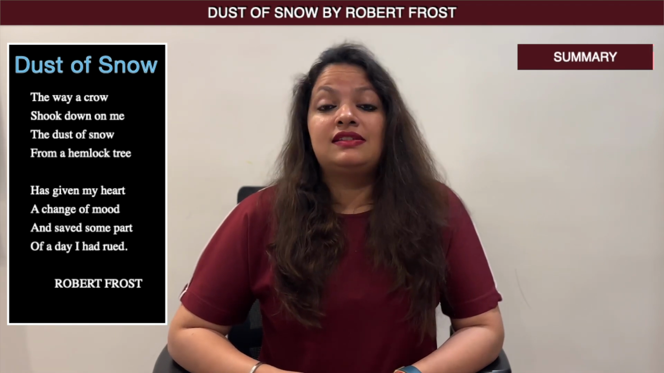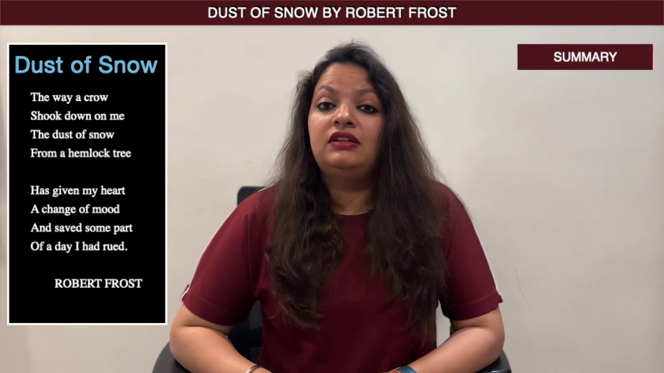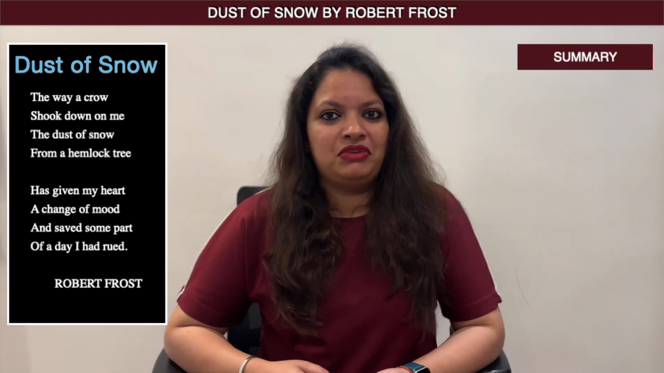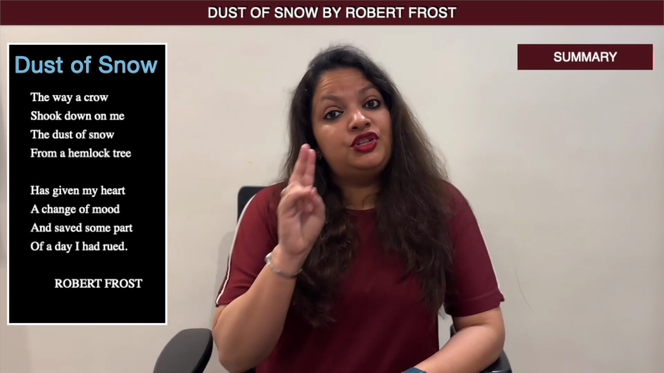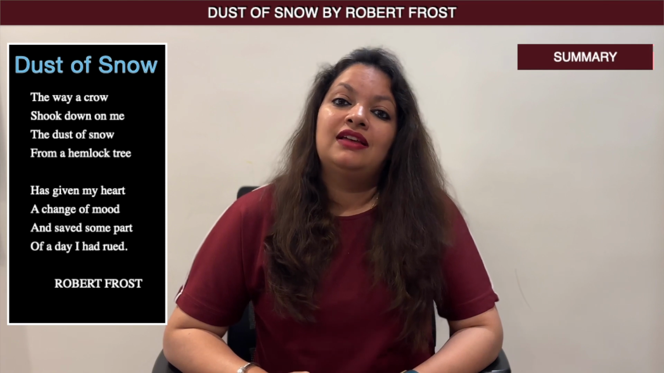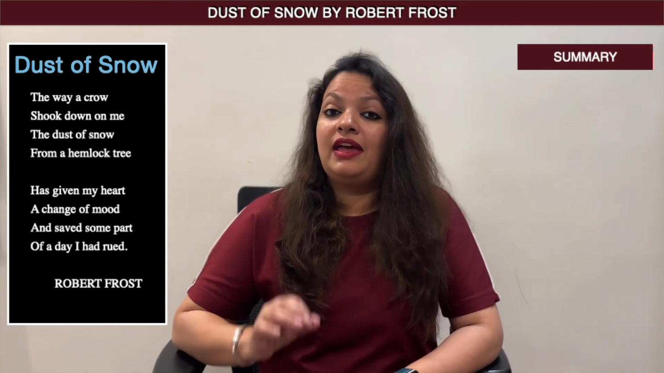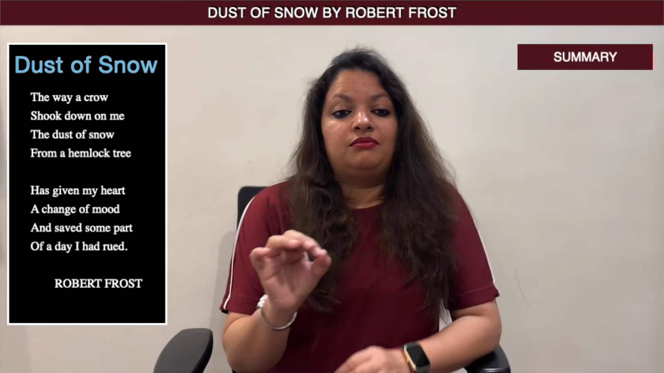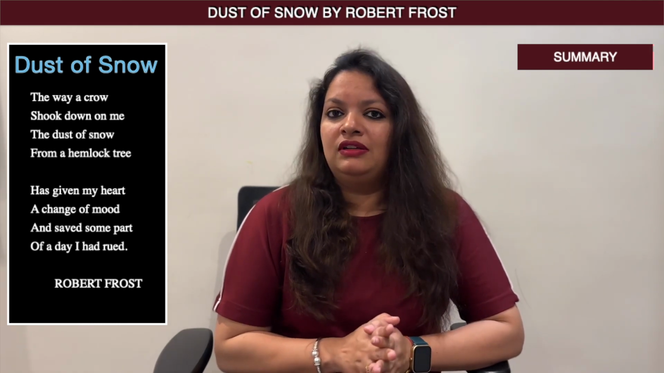Okay, so let's start. When we begin this poem, here the poet is talking about the way the crow shook down on me, the dust of snow from the hemlock tree. So here two elements have been used. One is the crow and one is the hemlock tree. When we refer to crow and hemlock tree, both are considered to be symbolic of something bad, a bad omen.